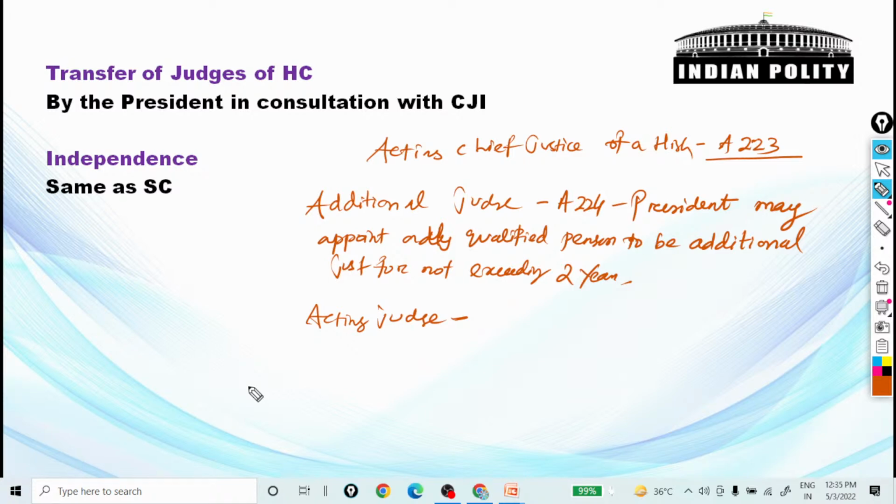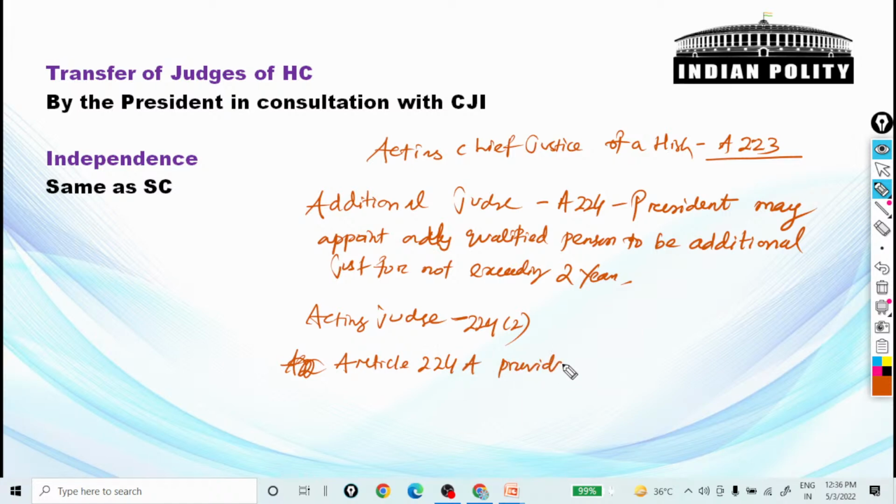But in neither the additional judge case nor the acting judge case shall the person be above 62 years. So no person can be appointed as an additional judge or acting judge if he or she is above 62. That is also a point to be noted. So these are the acting Chief Justice, additional judge, and acting judge of the High Court. And there is also a provision under Article 224A.